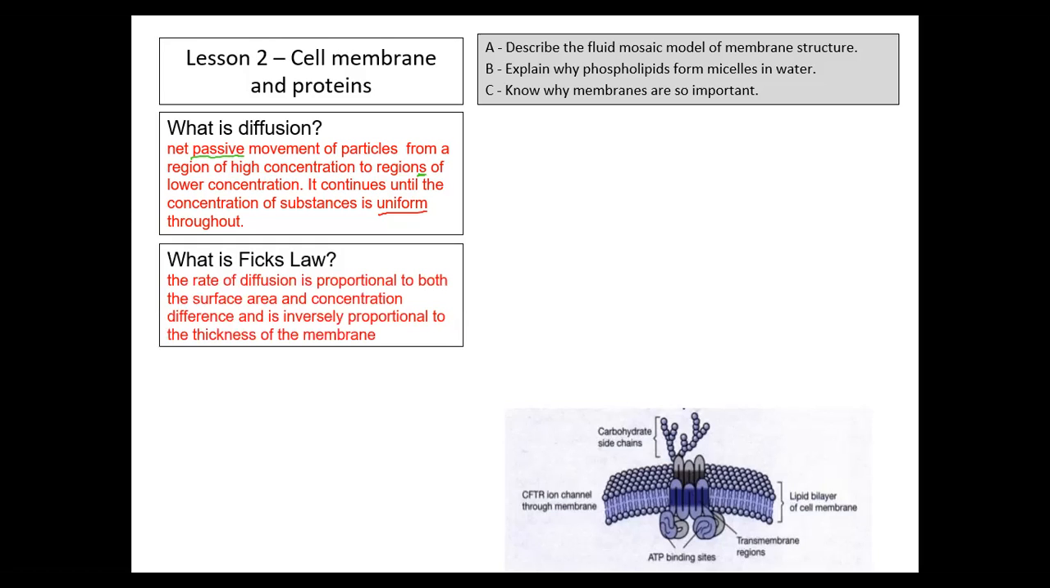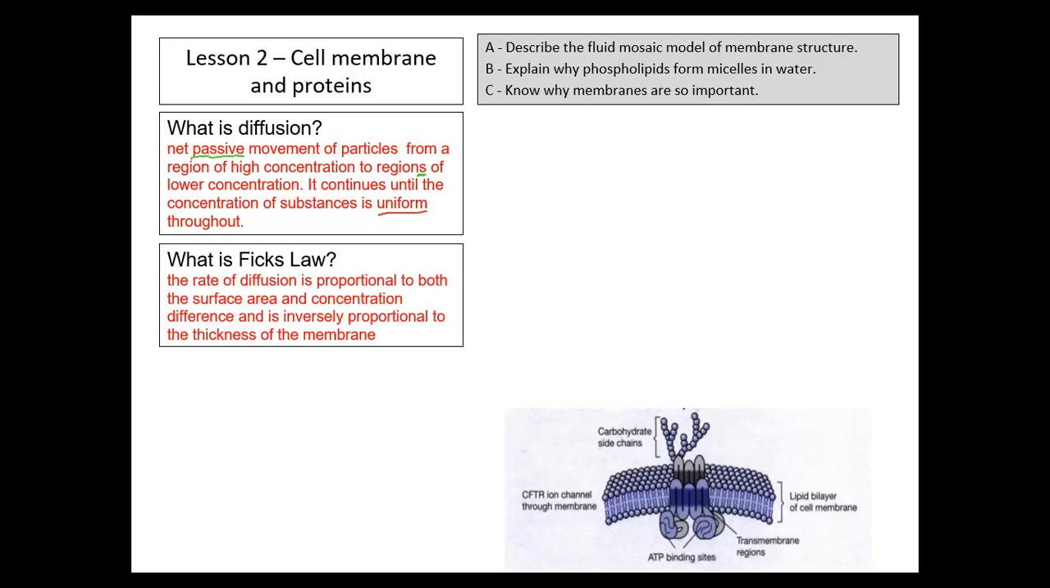So Fick's law is the rate of diffusion is proportional to both the surface area and concentration difference, and is inversely proportional to the thickness of the membrane. So basically, what we're saying there is the rate of diffusion is proportional to surface area and concentration difference. So the larger the surface area, the larger that concentration difference, the rate of diffusion is proportional to it, so it's going to increase. The larger the surface area is, the larger the concentration difference is, the faster that rate of diffusion is, and is inversely proportional to the thickness of the membrane. So basically, the thicker the membrane, the slower the rate of diffusion is going to be.